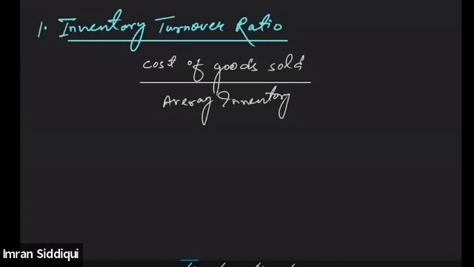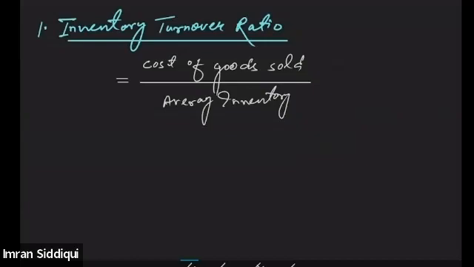I've also discussed in the previous session that every answer you get in the activity ratio, whether it is stock turnover ratio, trade receivable ratio or trade payable ratio, is always interpreted in terms of times. So if you're getting 4:1, this is interpreted as 4 times. Activity ratio is always interpreted in terms of times. I hope this is clear to everybody. Now, this is the basic formula: cost of goods sold divided by average inventory.